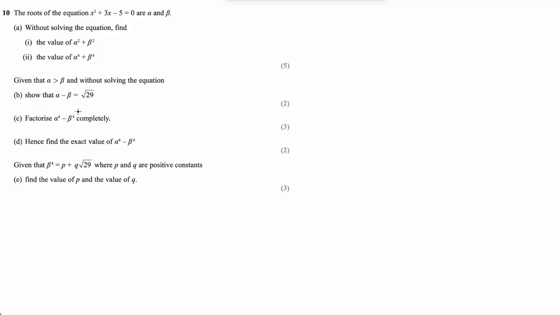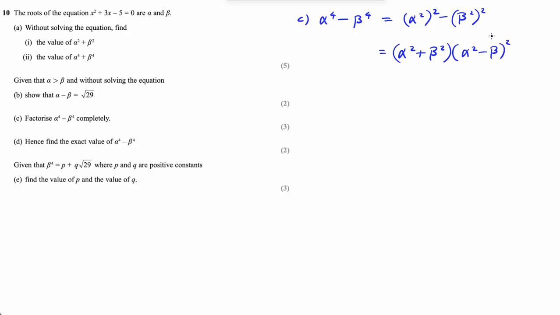Factorize alpha to the 4 minus beta to the 4 completely. Okay, so this, guys, is a difference of 2 squares. This is actually equal to alpha squared squared minus beta squared squared. So this is equal to alpha squared plus beta squared times alpha squared minus beta squared. And then this is also another difference of 2 squares.